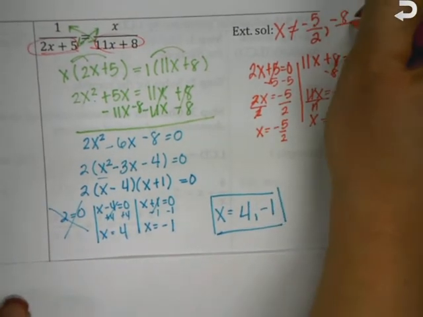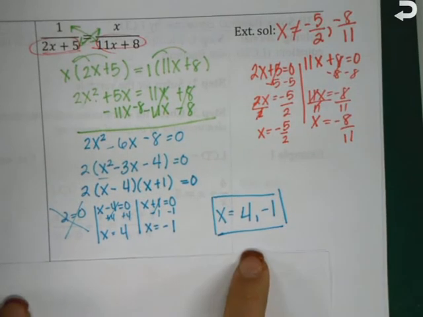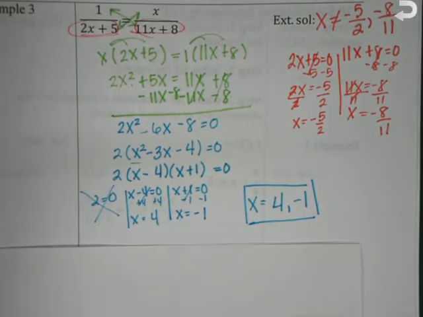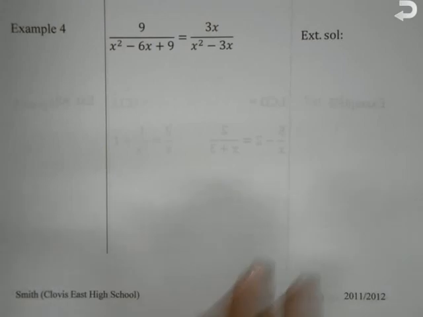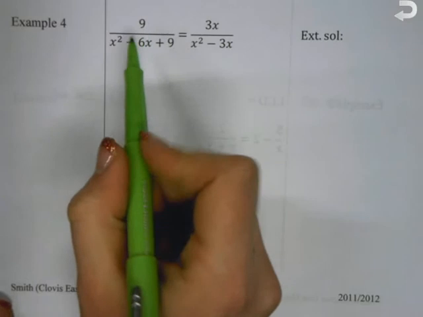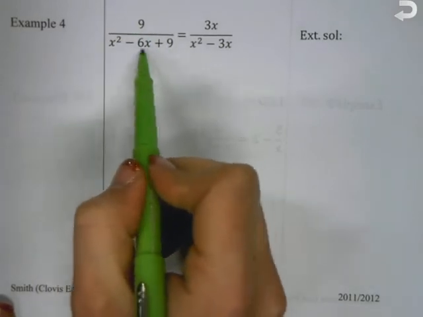What happens if you come out with an extraneous solution? Okay, so this is going to be an example of where one of our extraneous solutions ends up being one of the answers that we get. So we have here 9 over x squared minus 6x plus 9 equals 3x over x squared minus 3x.